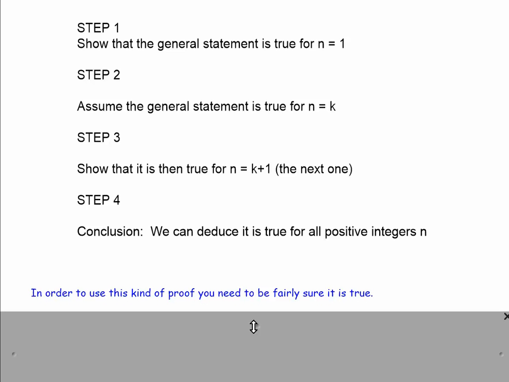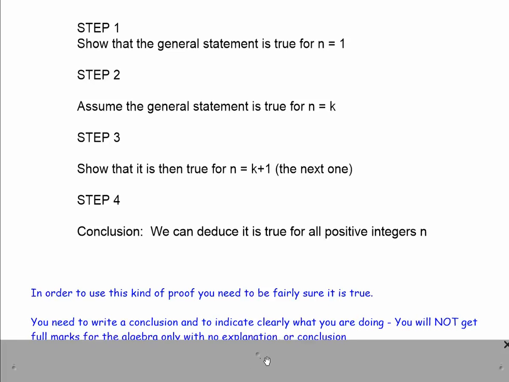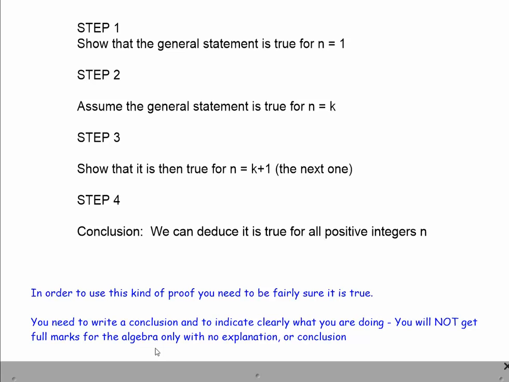In order to use this kind of proof, we generally need to be fairly sure that the thing we're trying to prove is actually true. And just a word about answering exam questions. You need to write a conclusion and indicate clearly what you're doing. So you will not get full marks for the algebra only with no explanation or conclusion.